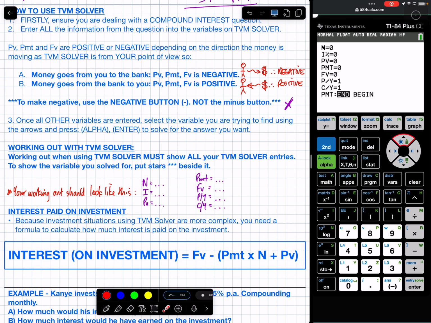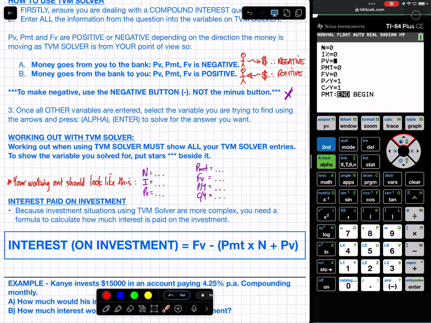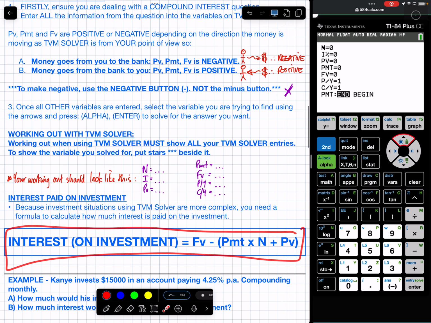If you write your working out, if you show me all of these things that you entered and the only thing you messed up was n, then you might get 2. Or if you messed up n and I, you might get 1 mark. Show me your working out by telling me what you typed into TVM Solver to get as many marks as possible. I'll talk about this formula after because I think it'll be better to just go into an example.